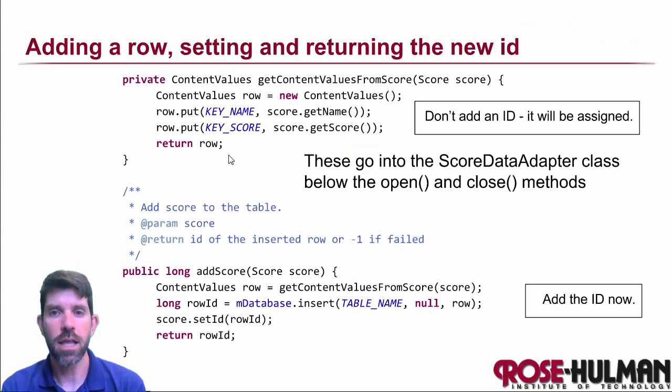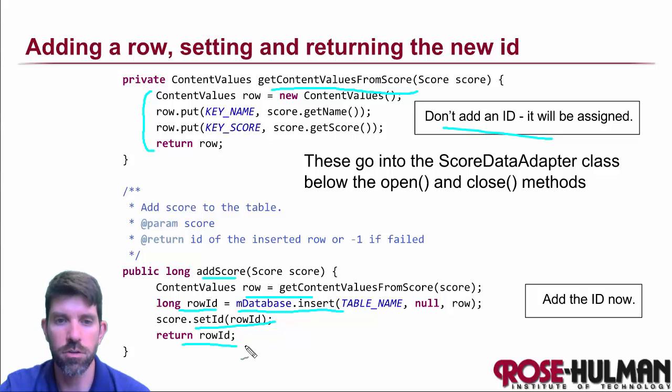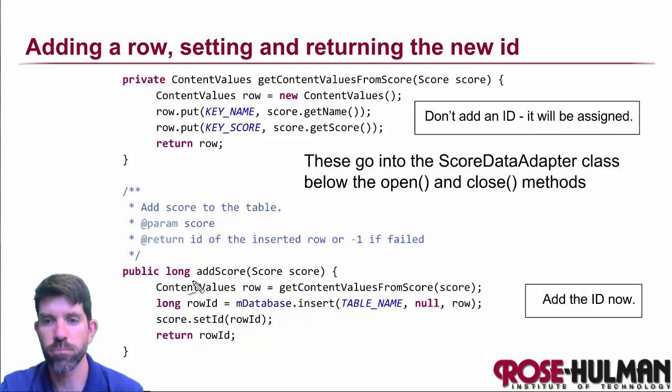All right, so getting the slides caught up here, sort of this idea of having a method to get the content values from a score. When we populate it, we do not add an ID, right? Since it's going to be assigned. And then in my add score, when I get my content values and I insert it, it's going to return the ID of the row that I called new ID when I typed it in here. I'm going to set the ID as such, okay? And then I can optionally return it if I want to pass that back into the calling function, okay?